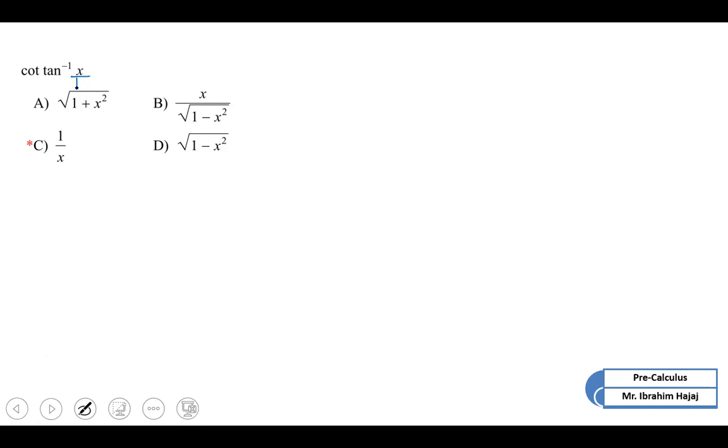We have to draw the triangle and the tan inverse of x here. The triangle will be in the arctan range, so either in the first or second quadrant. So it's in the first quadrant, we will draw a right triangle, and here the angle theta.